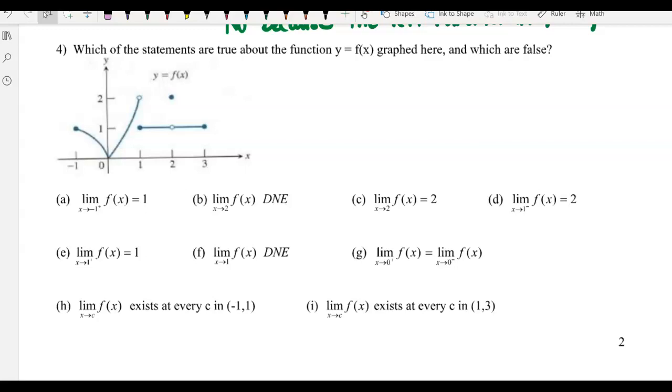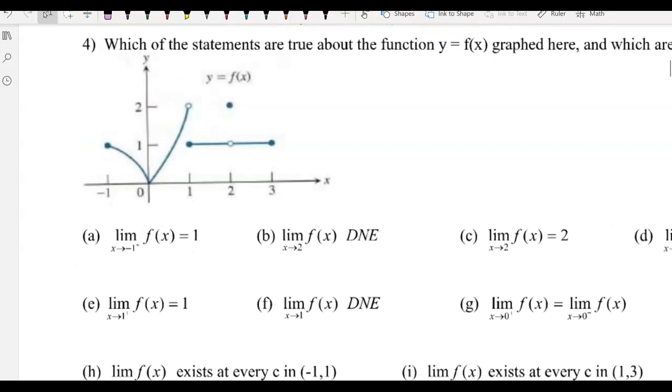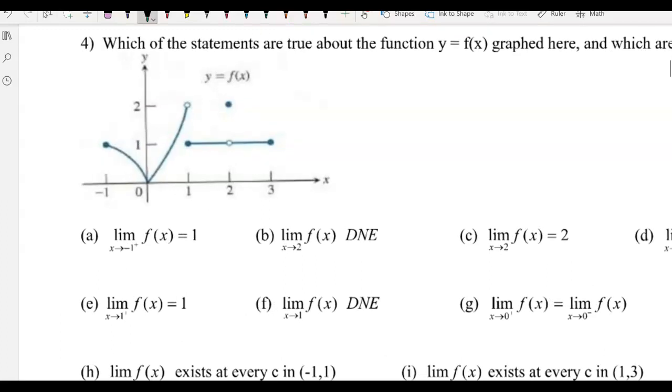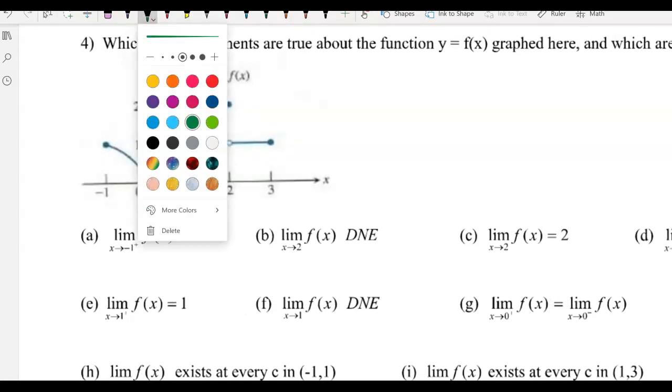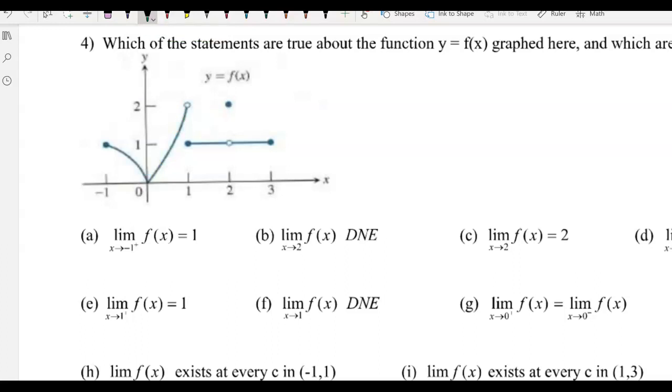Alright, guys. A: the limit of f of x as x approaches negative 1 from the right is 1. Angie, do you agree with the statement? True or false? For A, true? Did you confirm with your team? Do you guys agree with Angie?